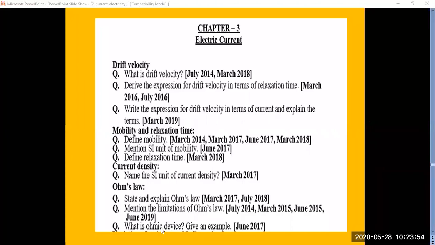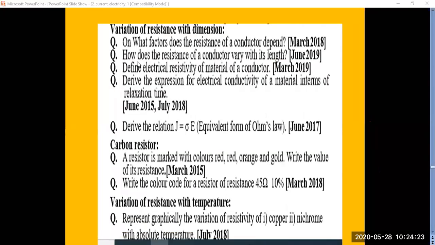An ohmic device is a device which obeys Ohm's law. Example, conductors. If they ask you what are non-ohmic devices, then you can tell they do not obey Ohm's law. Examples for non-ohmic devices are semiconductors. I think it's clear. Ohmic device, example, conductors. Non-ohmic device, example, semiconductors. These are all your 1 mark and 2 mark questions, majority of them. We'll go to the next topic.